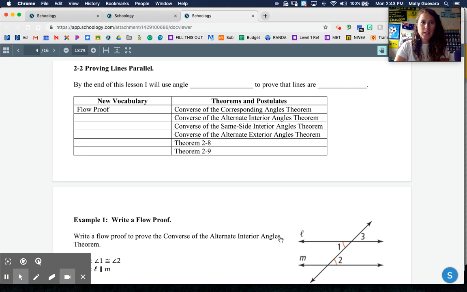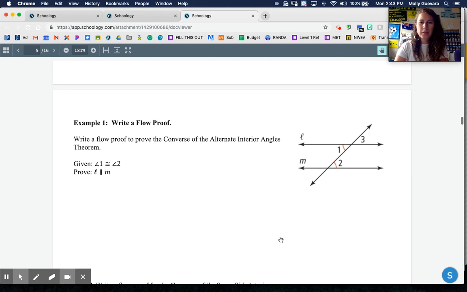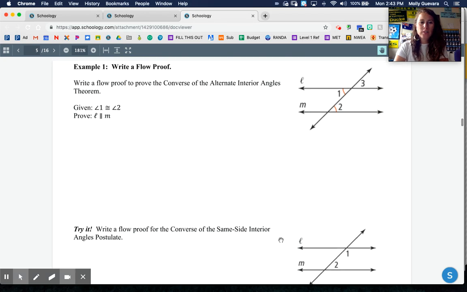All right, so let's actually look at our notes now for 2-2, proving lines parallel. And we're going to just start right off the bat with some flow charts just to show you how those work. Okay, so first example here says write a flow proof. It said flow chart. It's the same thing. I just grew up learning flow chart instead of flow proof, so I will probably say that more than once. Write a flow proof to prove the converse of alternate interior angles theorem.